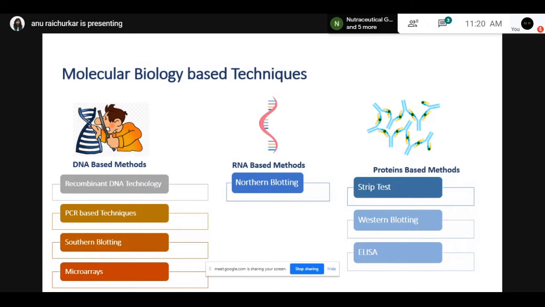Then we come to ELISA. ELISA is something that I'm very sure everyone has heard of at some point of time. It is a technique most commonly used in the medical field for detection of various diseases, and especially for quick diagnostics. ELISA stands for enzyme linked immunosorbent assay, and this also depends on antigen-antibody interactions. It has various applications in food testing also, which I will be going into in more detail further on.